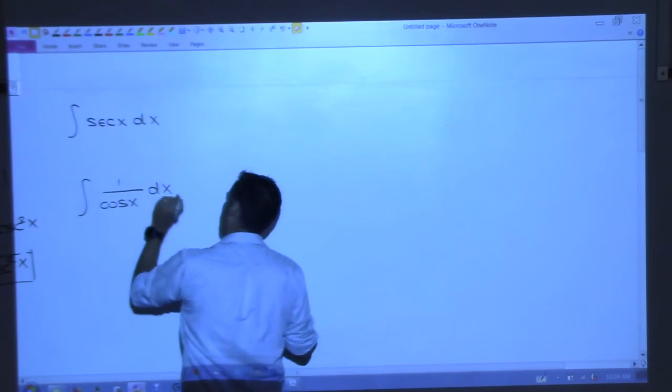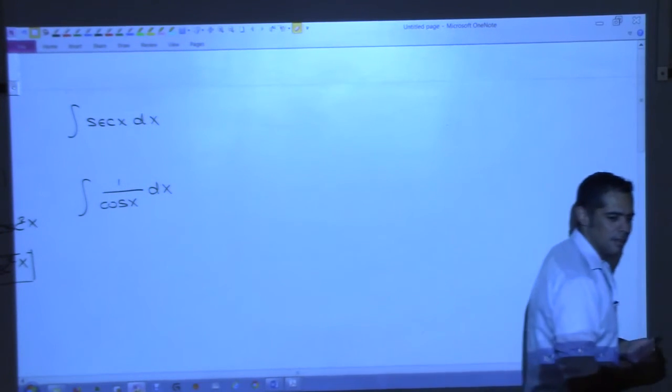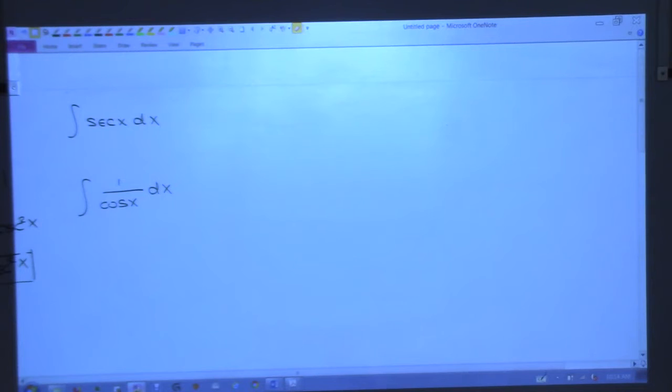It's not going to get us there, but that seems very reasonable, right? What's wrong, though, with this compared to the other one? We don't have a sine, right? So we can't do a basic u substitution because we don't have a derivative of anything sitting anywhere, right?